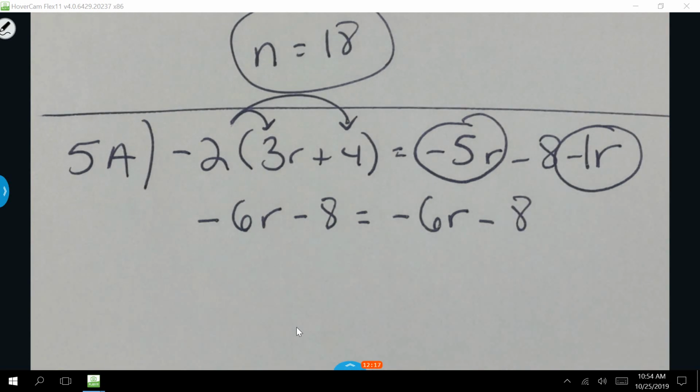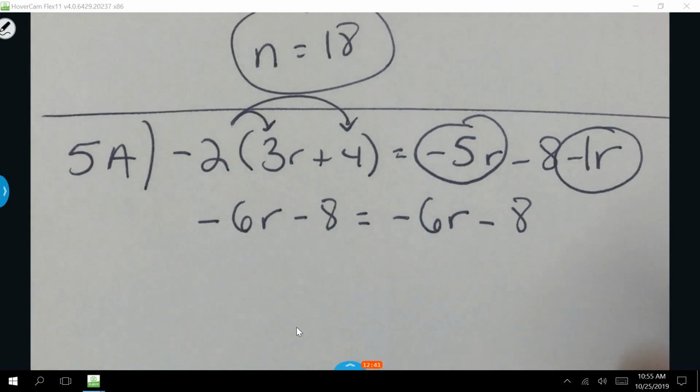What do you notice? Do you see how it's the same thing on both sides right now? You can stop here if you want and say identity. Because everything will work. Every real number will work. So when you go to do your check, pick a number. You pick your own number. 1, 2, 3, 0. Doesn't matter to me. You'll get the same answer no matter what on both sides every time.